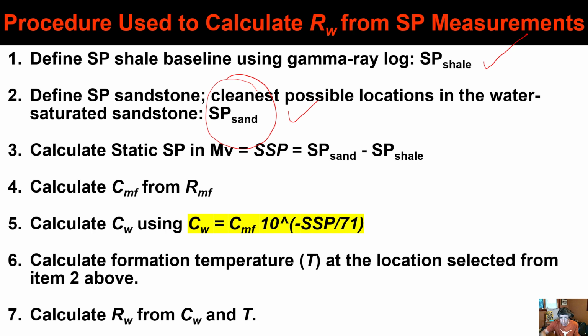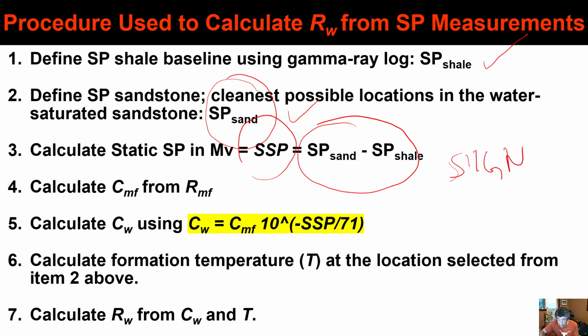After doing that, we calculate the static SP, which is the difference between the SP at the sandstone and the SP at the shale. The sign here is very important, so we have to keep track of the sign, plus or minus. Then the next step is to look at the header. From the header of the log, we read the resistivity of the mud filtrate and the corresponding temperature at which this measurement was made at the surface.